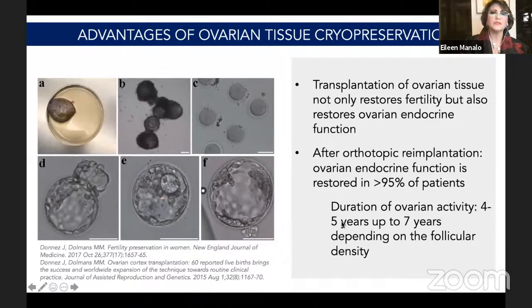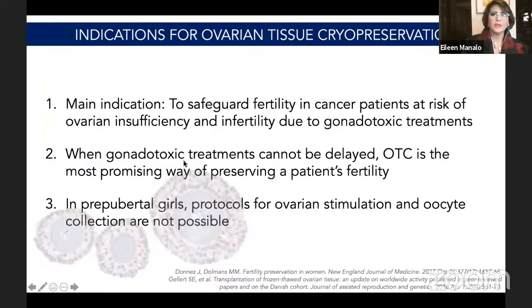And duration of ovarian activity on the average would be about 4 to 5 years, but can even last up to 7 years, depending on the follicular density that you put in. So the main indication would be for your cancer patients. These are patients who are undergoing gonadotoxic treatment. So you want to safeguard their fertility because they are at risk of ovarian insufficiency and infertility. OTC is the most promising way of preserving a patient's fertility when you're dealing with gonadotoxic treatments which cannot be delayed, okay? Also in prepubertal girls, where the protocols for ovarian stimulation and oocyte collection are not possible.